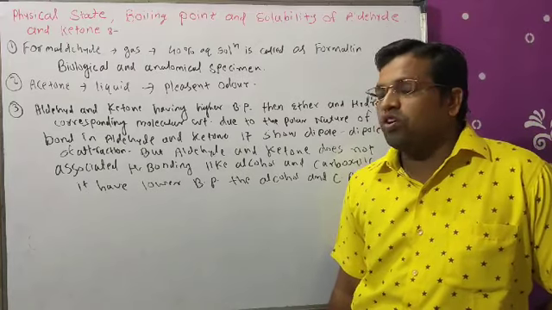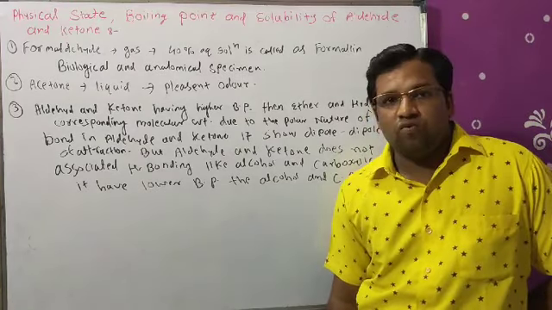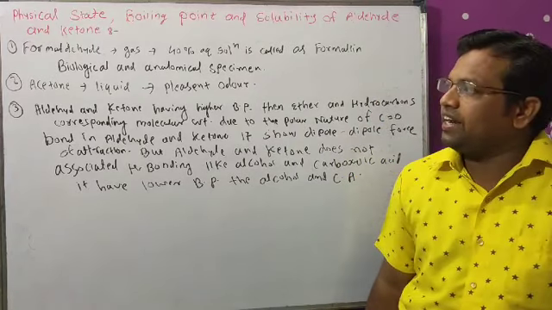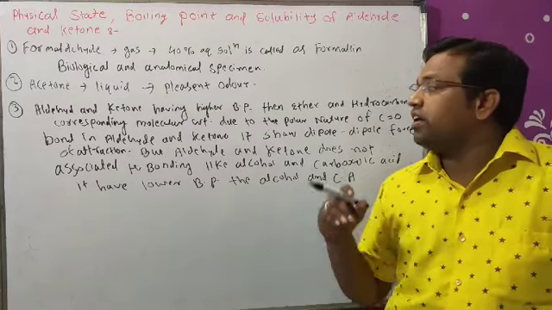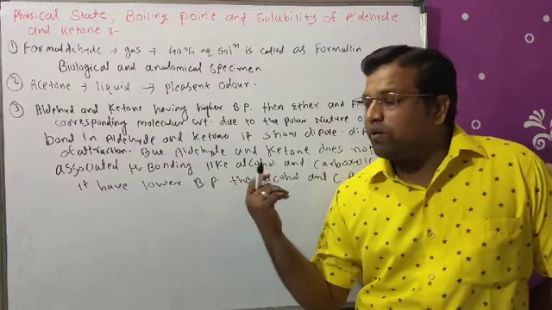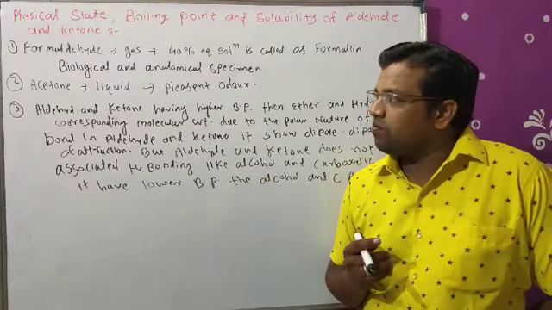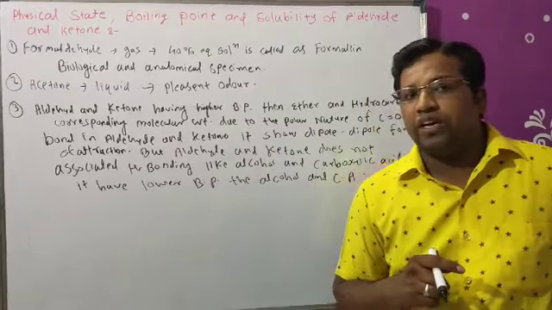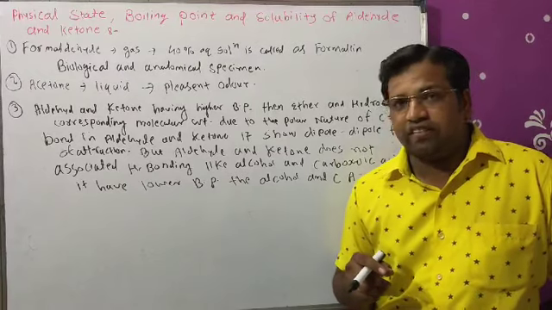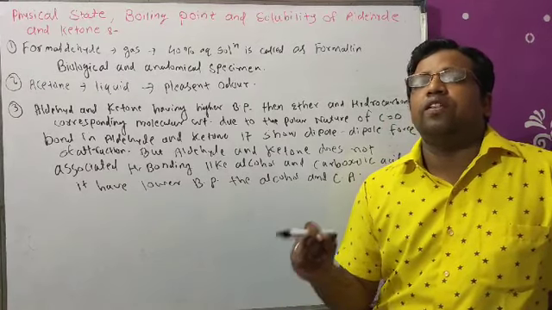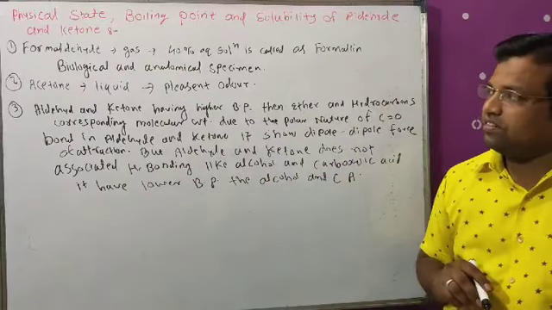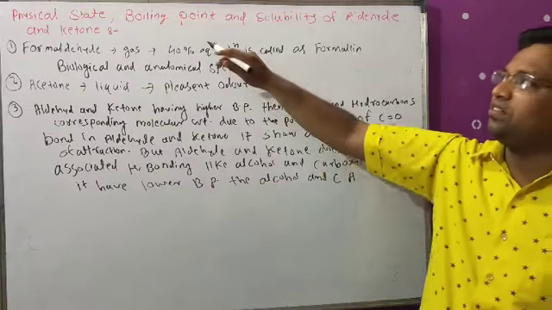Hydrogen bonding is a stronger force of attraction than dipole interaction, therefore we can see that aldehyde and ketone have a higher boiling point than ether and hydrocarbons due to the presence of dipole force of attraction, having corresponding molecular weight. But they are not associated with hydrogen bonding like alcohol and carboxylic acid, therefore aldehyde and ketone have a lower boiling point than alcohol and carboxylic acid. This is our next and important point, that is the boiling point.